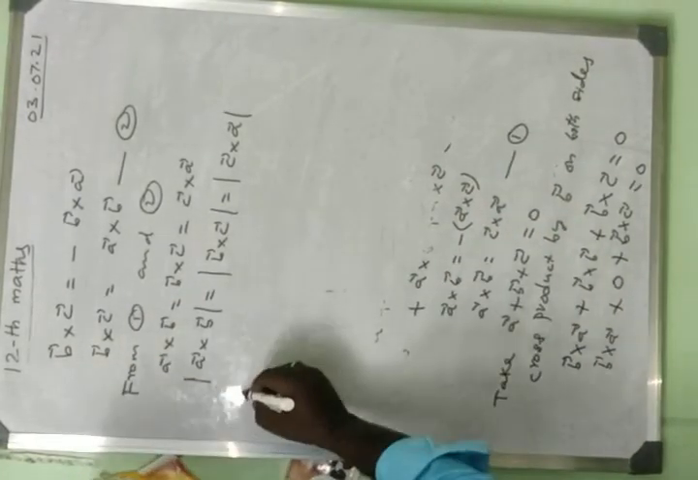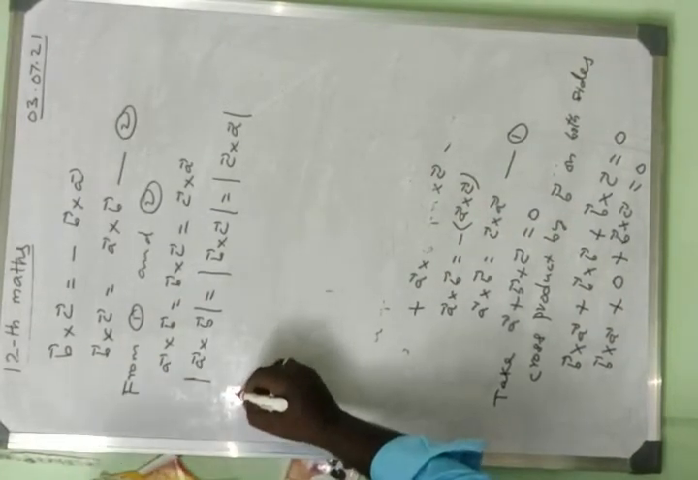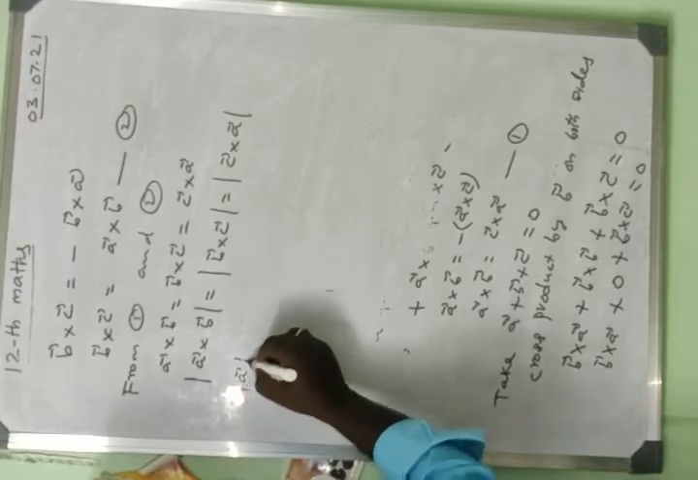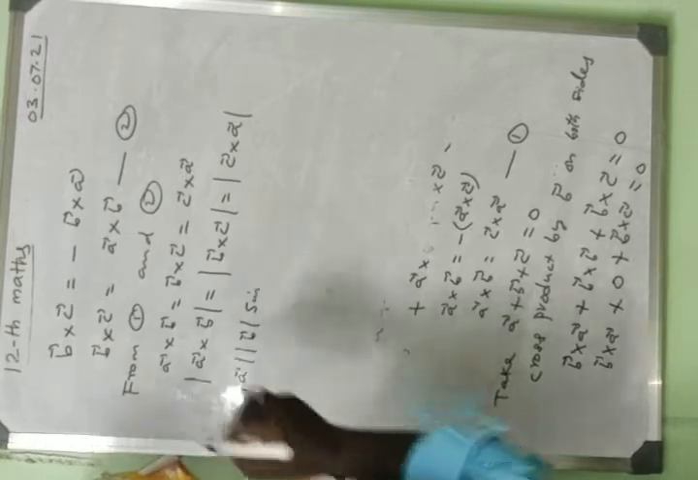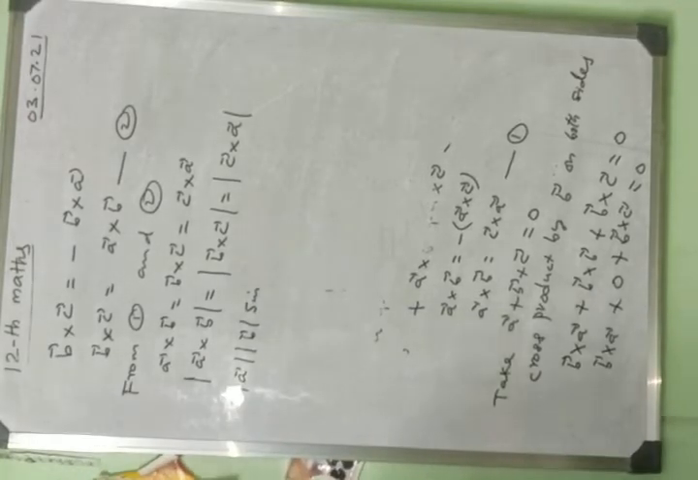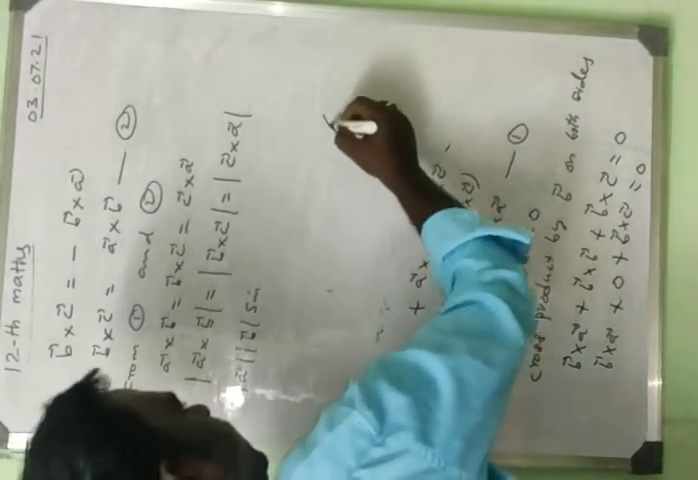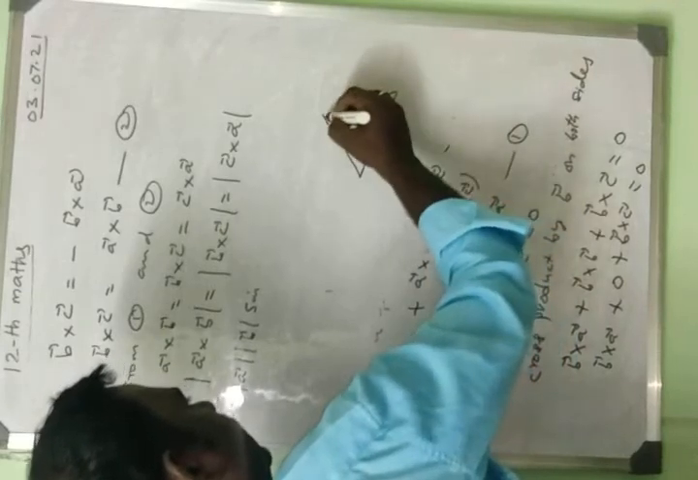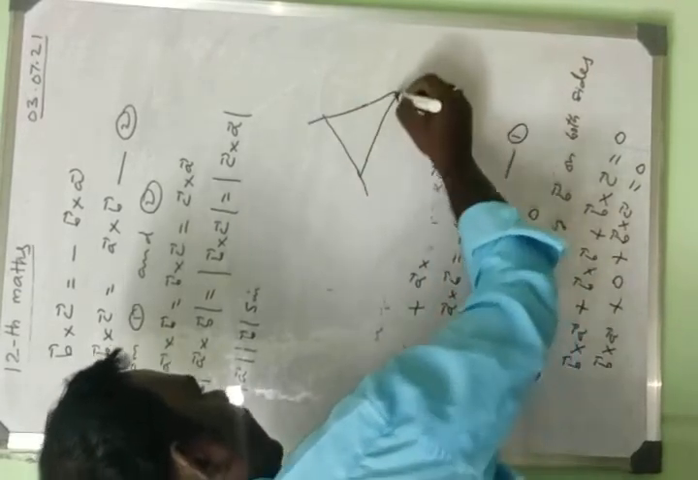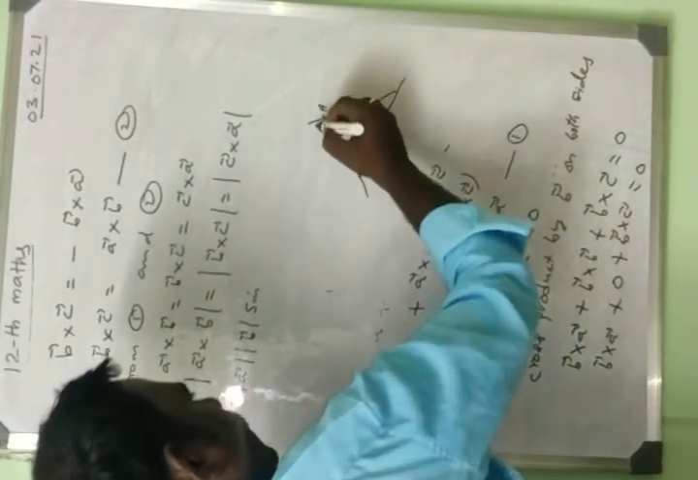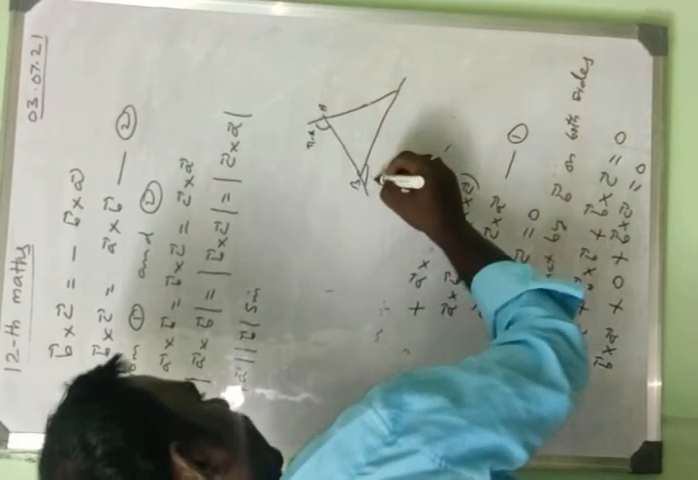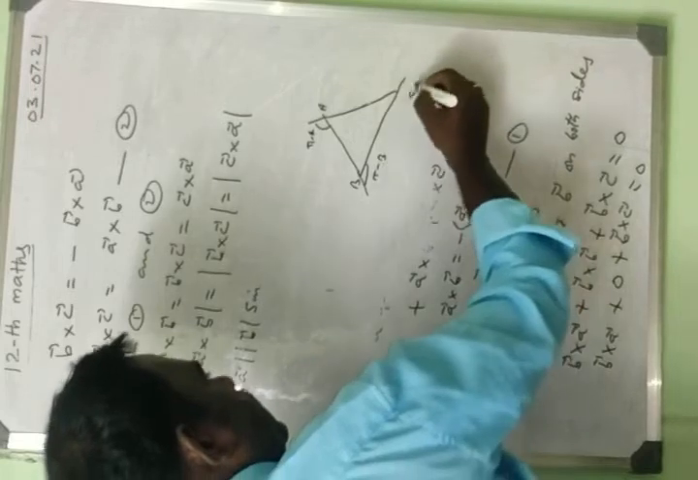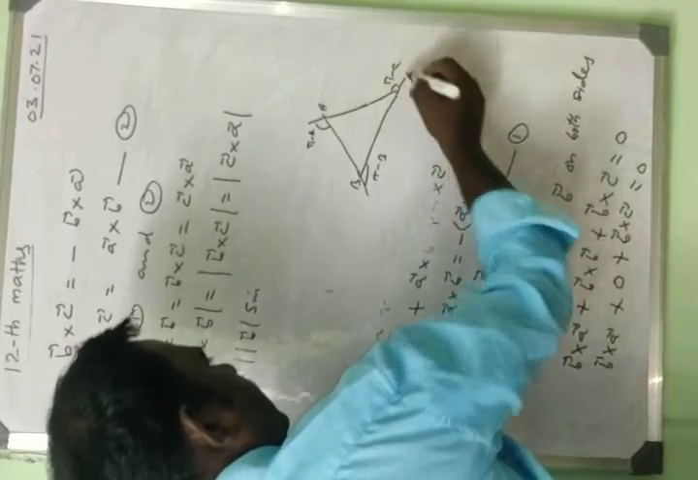Listen here. Mod vector A, mod vector B, sin theta. What is the theta value? See the diagram here. At vertex A, the outer angle is π minus A. Here B, the outer angle is π minus B. Here C, the outer angle is π minus C.